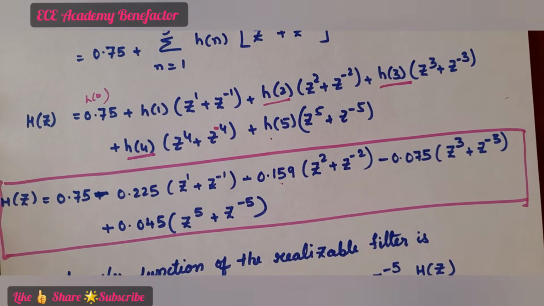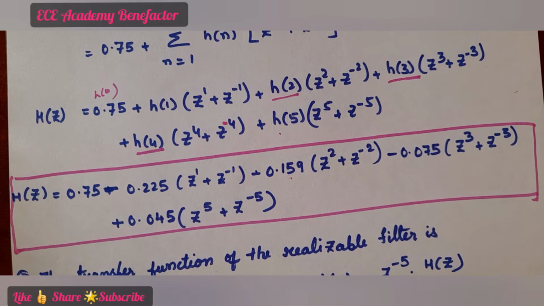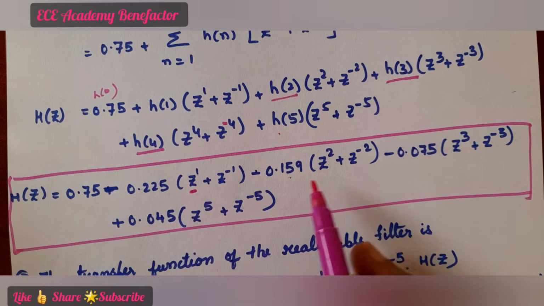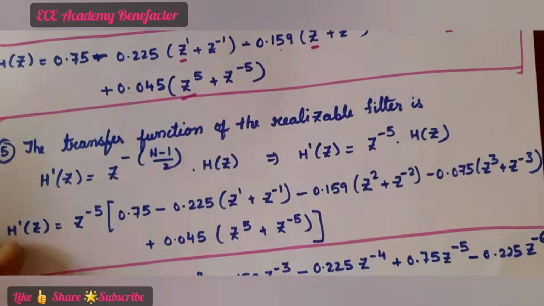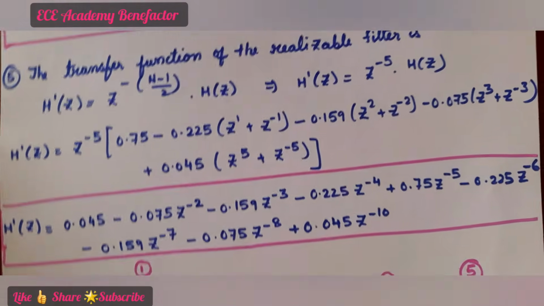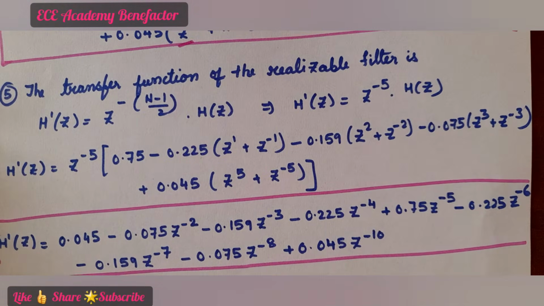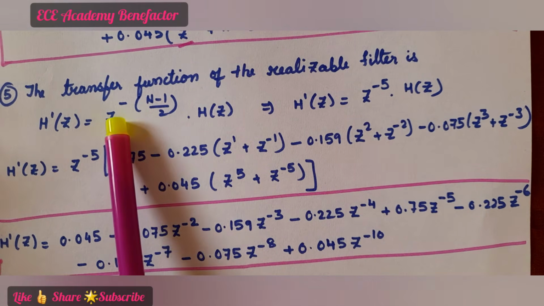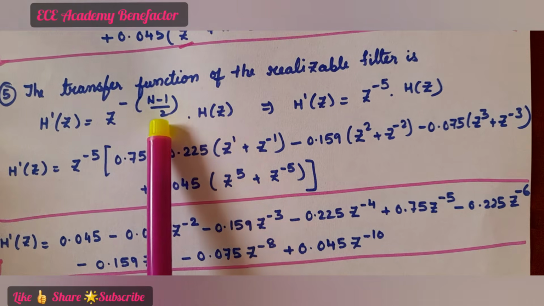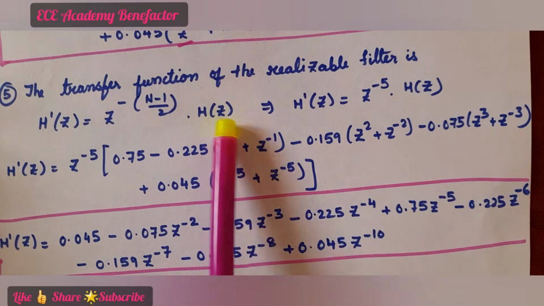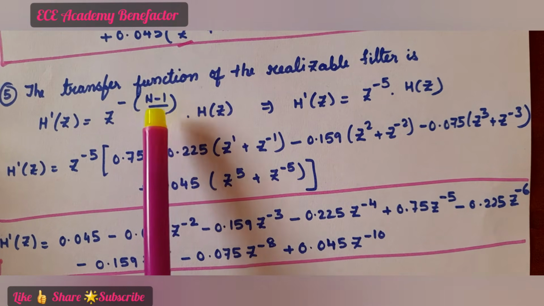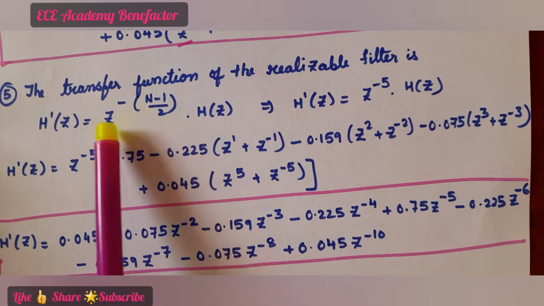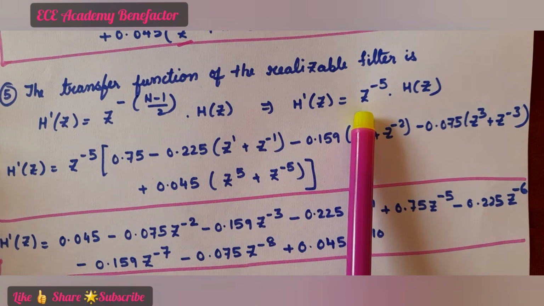So, this is the transfer function we got, but it is not physically realizable because it contains positive powers of z. To get a physically realizable filter transfer function, we have to find H dash of z. H dash of z is equal to z to the power minus (N minus 1) by 2 times H(z), where N is 11. So, 11 minus 1 is 10, by 2, which is equal to 5. So, it is written as z to the power minus 5 times H(z).